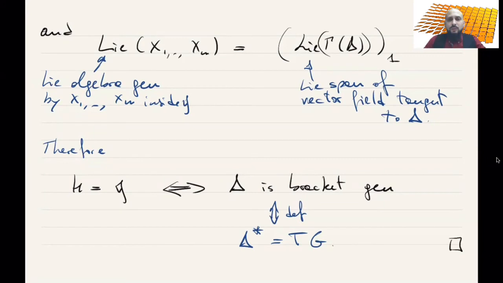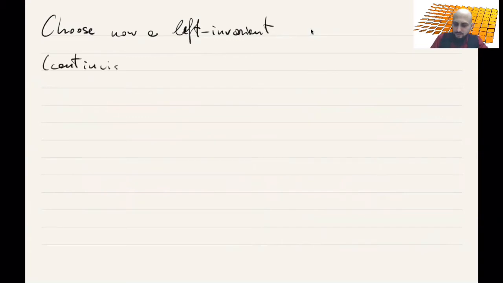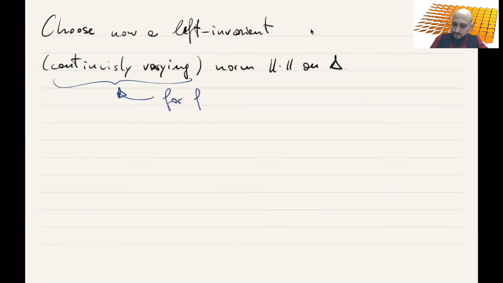Okay, so now that we know what a left invariant polarization on a Lie group is, to do subRiemannian geometry, we need to fix a norm. And we will choose a left invariant norm. Okay, we choose now a left invariant, I will write continuously varying, but that's going to be for free, varying norm on delta. Of course we need to have a continuously varying norm, but this will be for free, a consequence of being left invariant. Because actually, in a left invariant frame, the norm will be constant.